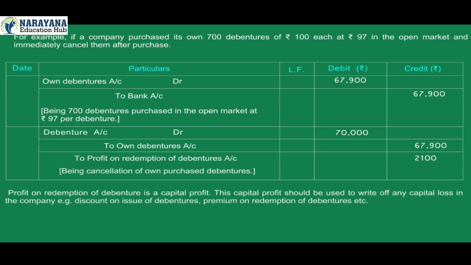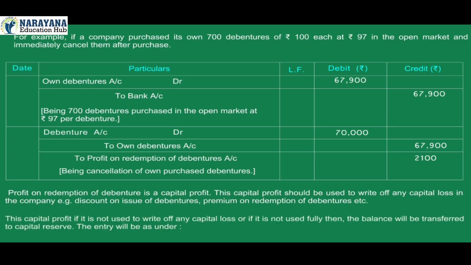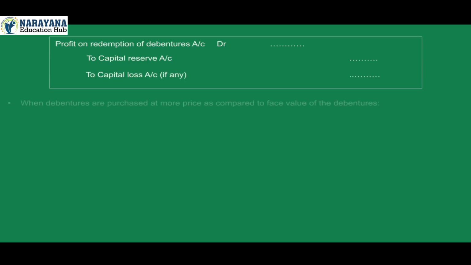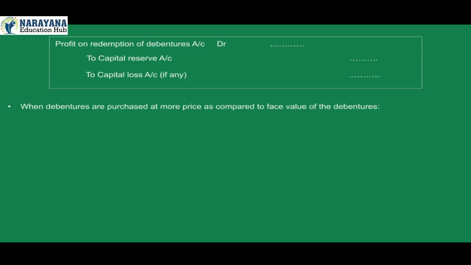Profit on redemption of debentures is a capital profit. This capital profit should be used to write off any capital loss in the company, for example, discount on issue of debentures, premium on redemption of debentures, etc. If this capital profit is not used to write off any capital loss, or is not used fully, then the balance will be transferred to capital reserve. The entry will be as under: profit on redemption of debentures account debit, to capital reserve account credit, to capital loss account credit. When debentures are purchased at more price as compared to face value of the debentures.